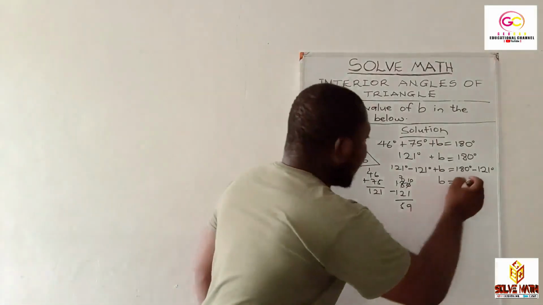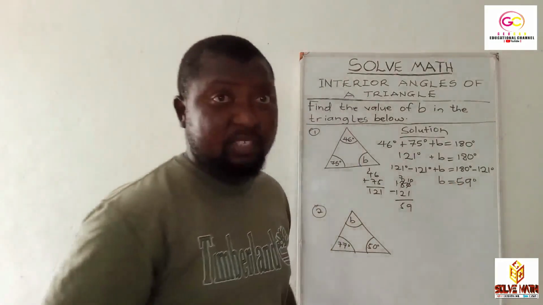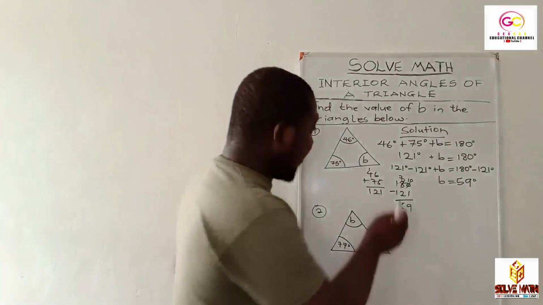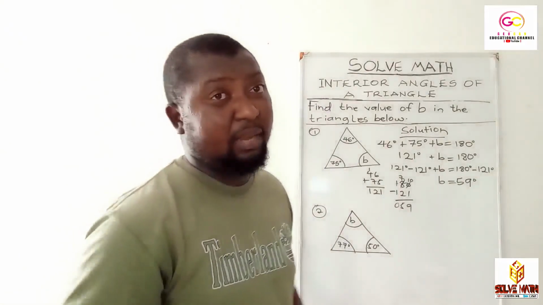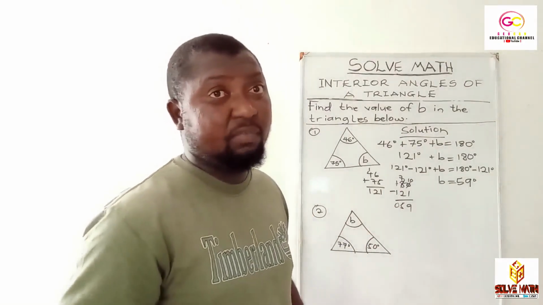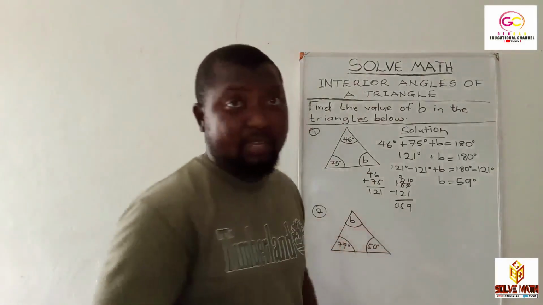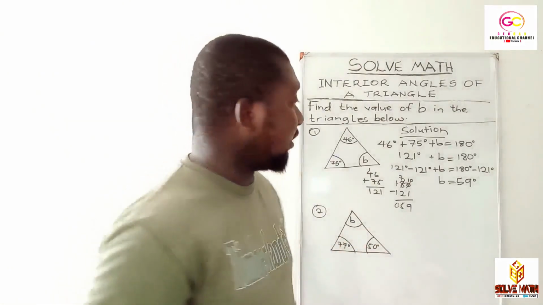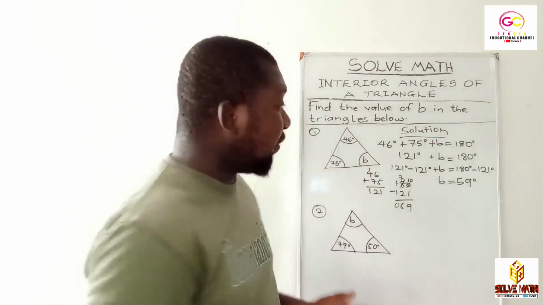So what it means is that you get 59 degrees. As I said, 1 minus 1 is 0. And anytime you have 0 in front of any number, it's still that number. If you have 07, it's still 7. If you have 092, it's still 92. So if you have 059, it's what? 59 degrees. So what it means is that the value of B here is what?